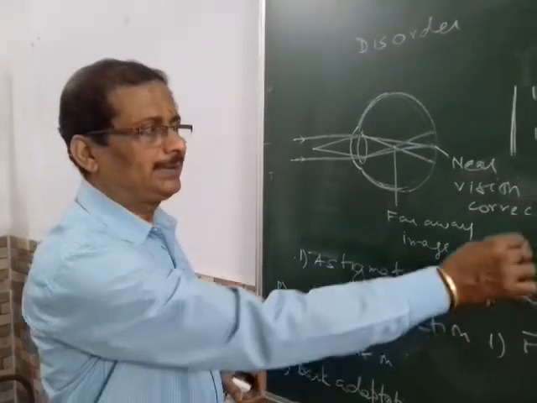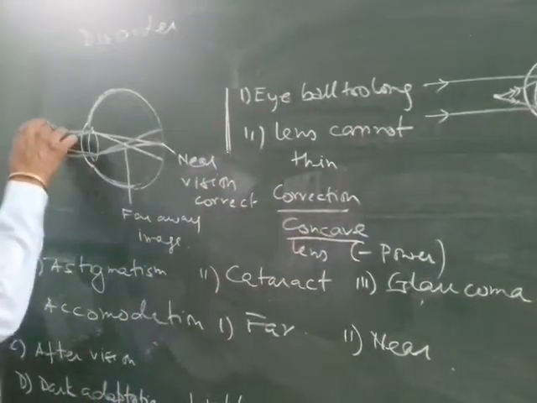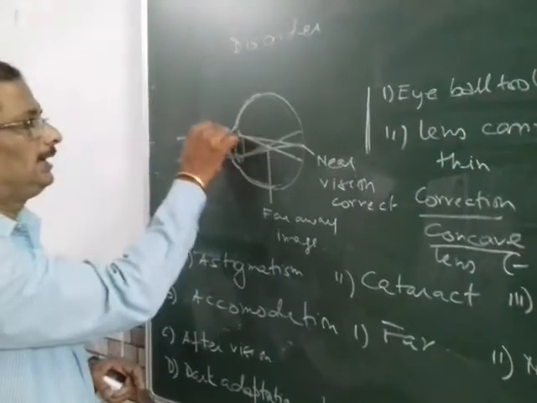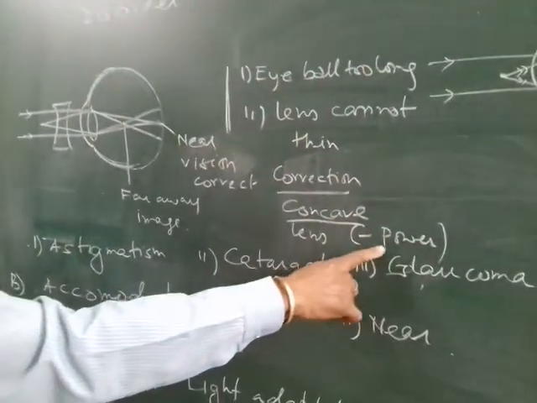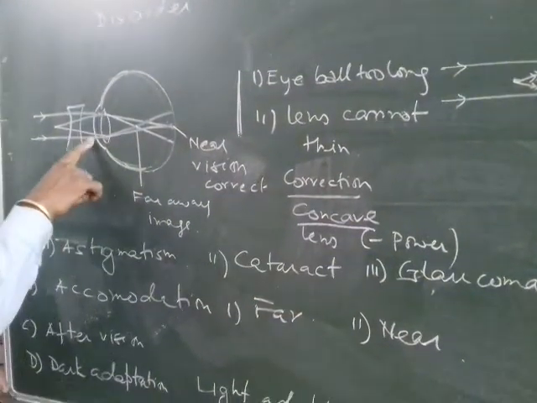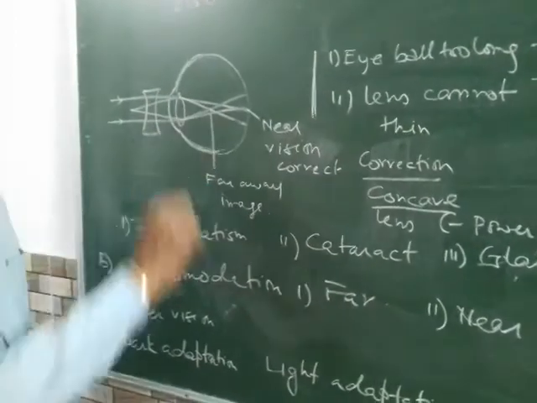So correction is done with the help of a concave lens. A concave lens is put in front of the eye in the form of spectacles, which has a negative power, and then it is corrected properly. So this is about myopia.